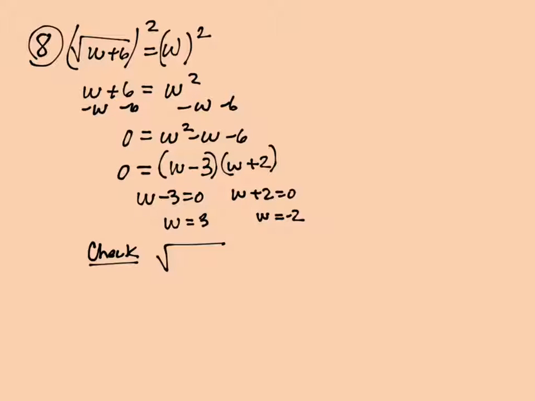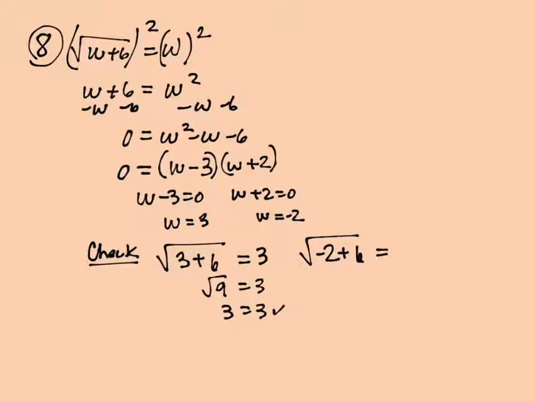So I have the square root of 3 plus 6 equals 3. So what is 3 plus 6? 9, so the square root of 9, and what's the square root of 9? 3, so this one works. And now the second check is for negative 2. Negative 2 plus 6. What is negative 2 plus 6? 4. And what is the square root of 4? 2. And what happened?